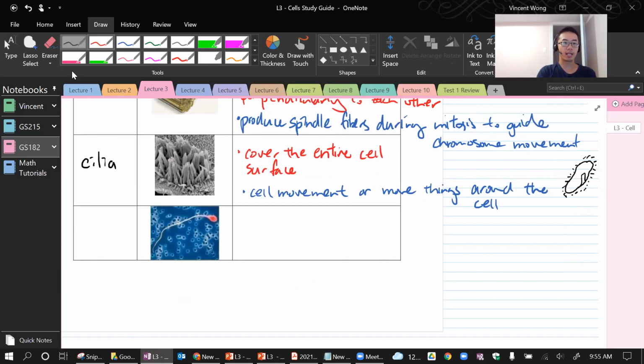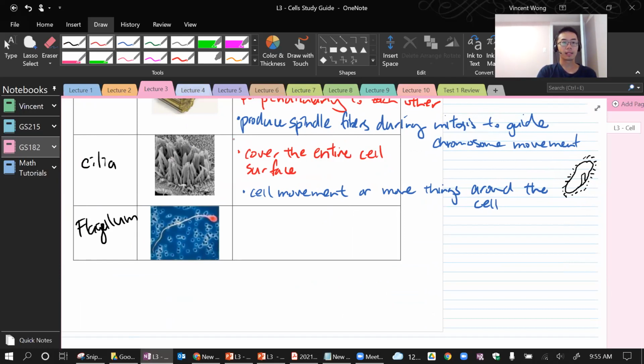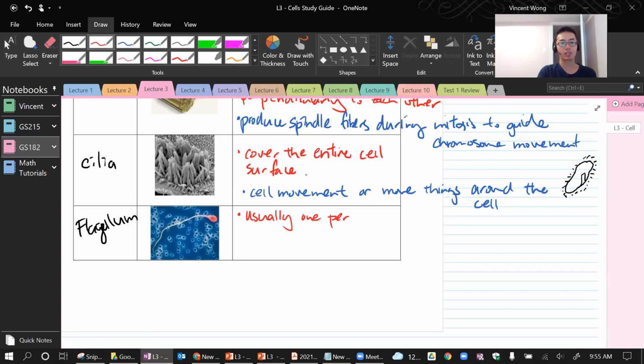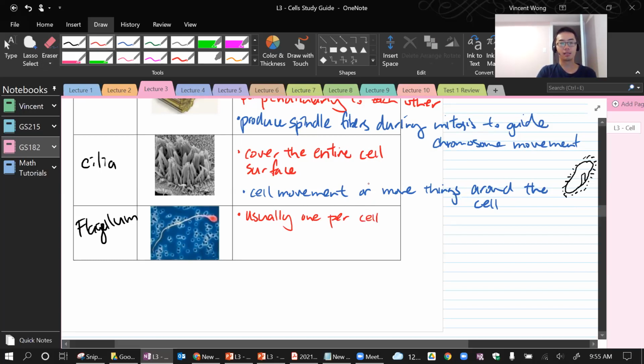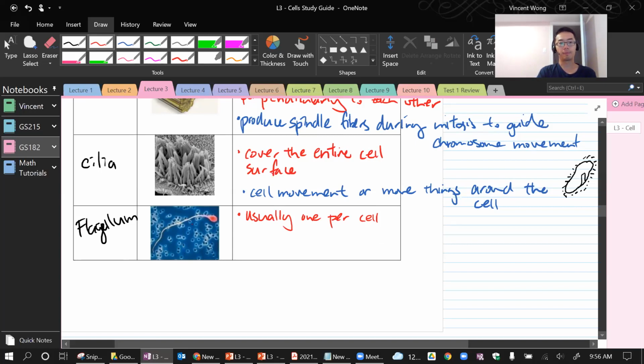Next one is the flagellum. Usually just one per cell. In humans, definitely just one. If there's a sperm with two tails, you can search it up on YouTube. Amazing what you can find on YouTube. A sperm with two tails, instead of swimming forward, just goes around in circles. It doesn't go anywhere. So one tail, one flagellum per cell.